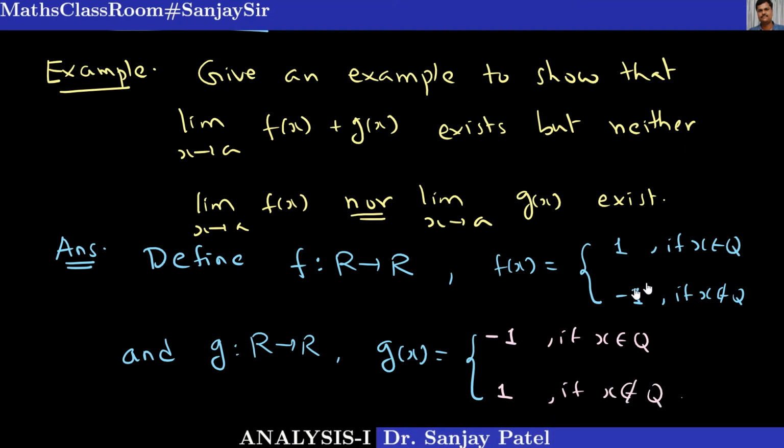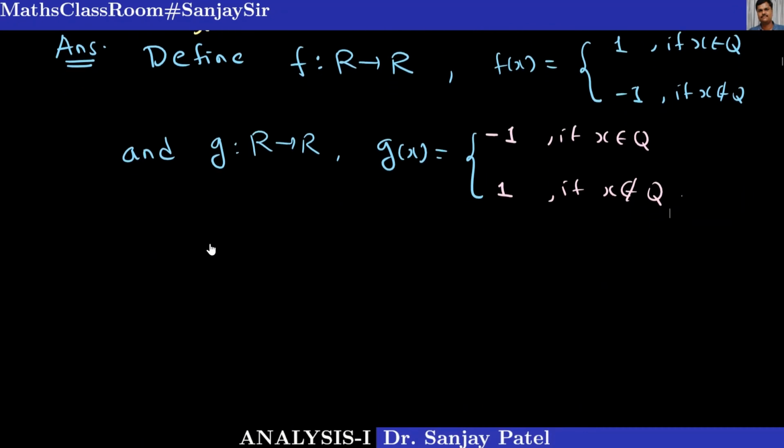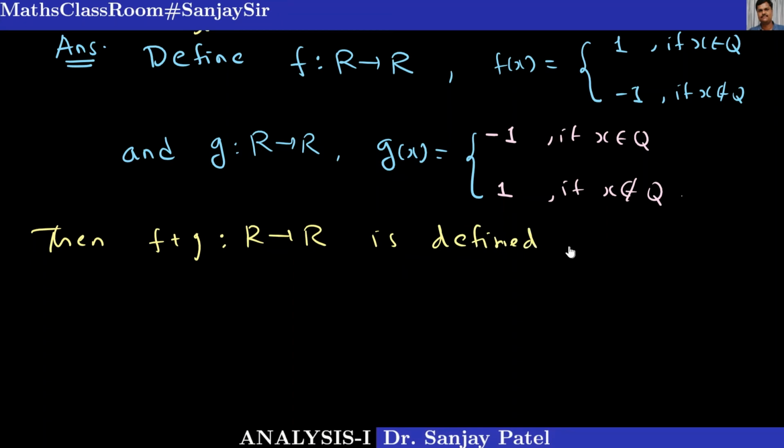Just it is reversed. Okay. So what will happen? Remember, function f and g both are defined on the same domain, so the sum is possible, and the sum is given by, we have f(x) plus g(x), or the function f plus g from R to R is defined as f plus g of x, which is equal to f(x) plus g(x).